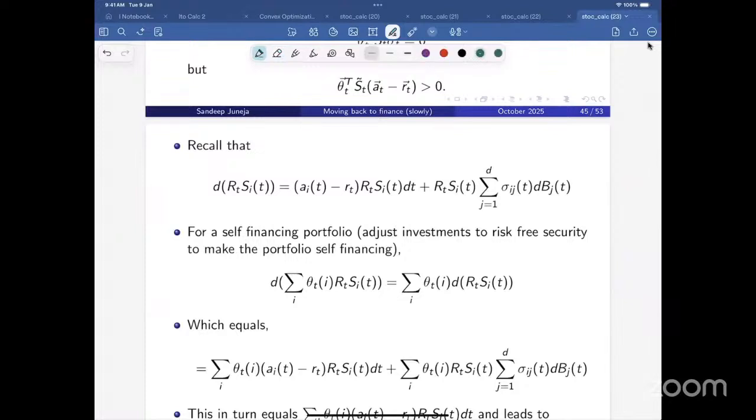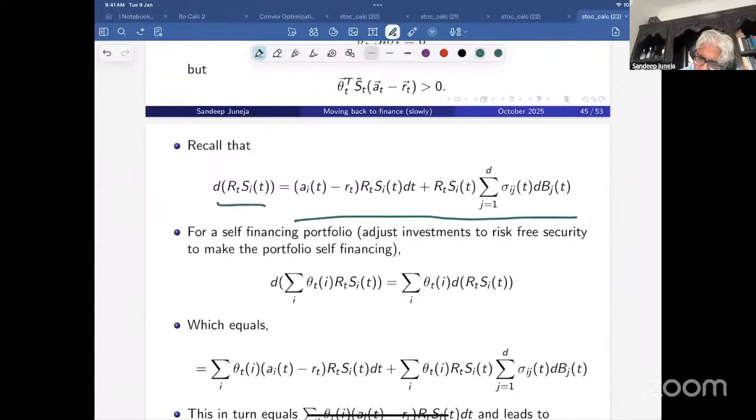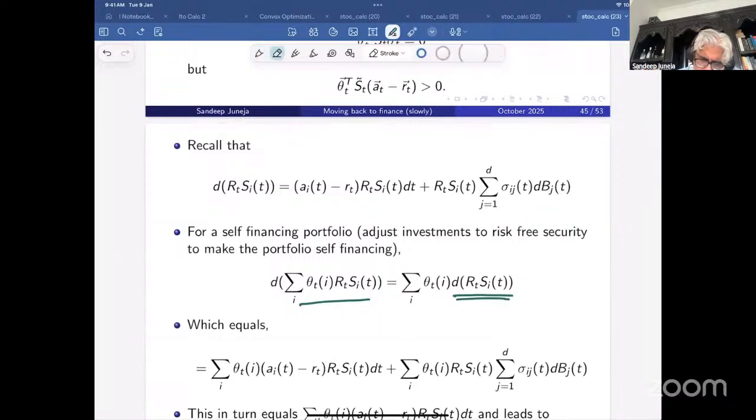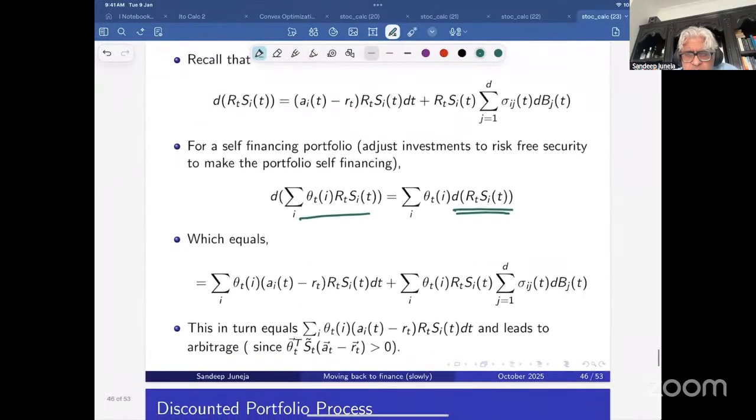Recall again that D of R_T S_iT is given by the following formula. We've done this already. Now I'm going to construct a self-financing portfolio. For the self-financing portfolio, D of the sum of theta_Ti R_T S_iT, where theta_Ti is the amount I invest in the i-th security, is just the discounted value of this portfolio. Because it's a self-financing portfolio, I get this to be the summation of theta_Ti D of R_T S_iT. That's like the argument we had done earlier for self-financing portfolios, that the only change happens because of change in the risky securities. I'm jumping a bit, I could probably give you more steps, but I'm just expecting you to believe this, because we had seen this in single dimension. I'm saying the same thing is true in multiple dimensions.